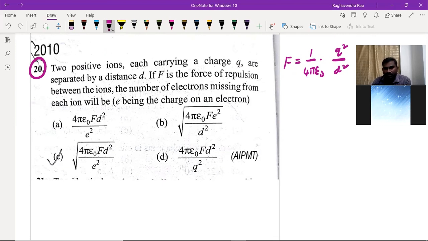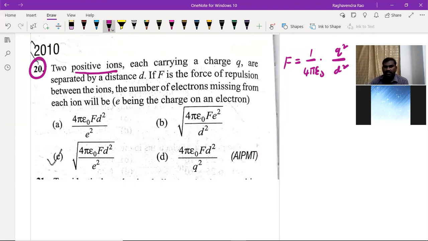So if F is the force of repulsion between the ions, the number of electrons missing from each ion will be. Ion is nothing but excess of electrons or lack of electrons. Excess of electrons will give negative charge. Lack of electrons will give positive charge. As they are giving positive ions, which means lack of electrons. Then how many electrons are missing?